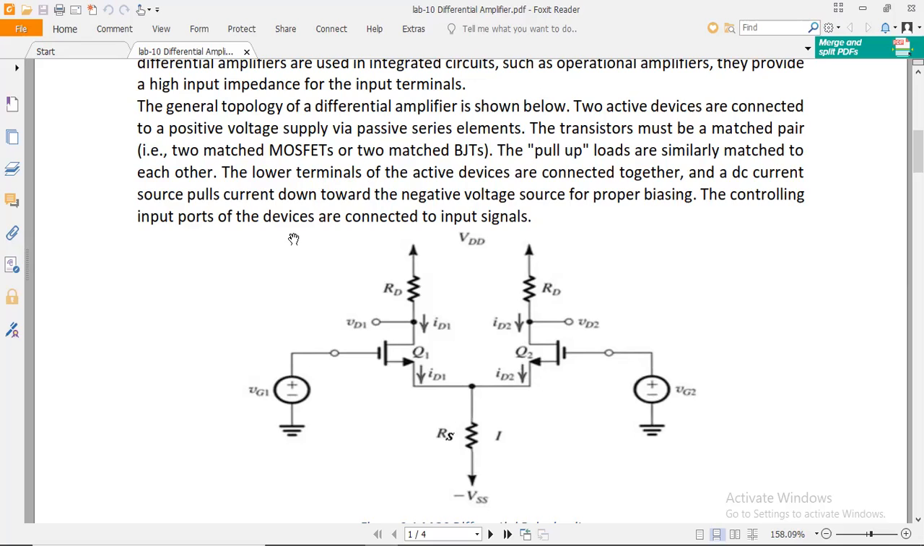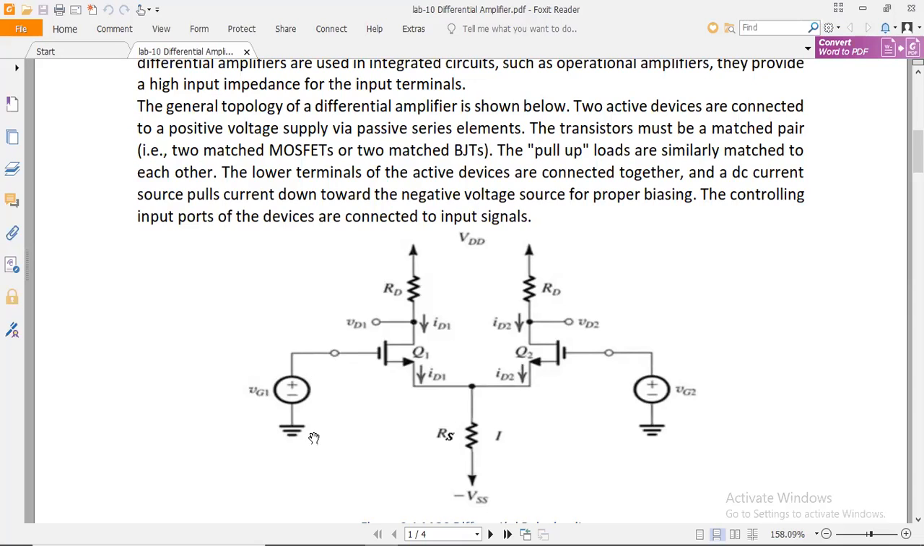That's the reason most of our devices are based on MOSFET-based circuits. The pull-up loads are similarly matched to each other. The lower terminals of the active devices are connected together, and a DC current source pulls current down towards the negative voltage source. For proper biasing, the controlling input ports of the devices are connected to the input signals.